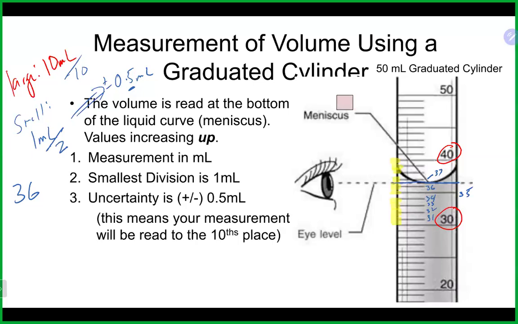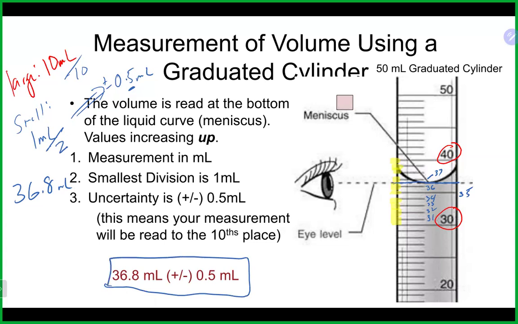I don't know what they did. They did 8 in this case. So they felt it was closer to the 37 line than halfway there. So they went with 0.8 and obviously our units. And they added in, again, our plus or minus, our uncertainty in this measurement of 0.5 milliliters. Again, the uncertain number here in this case is the 8.